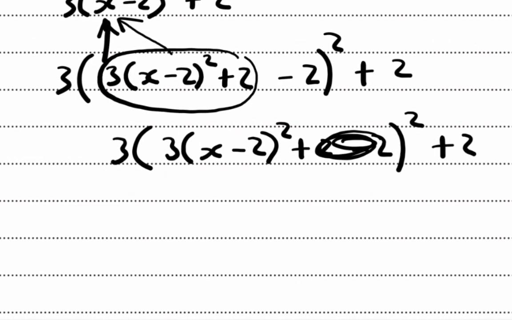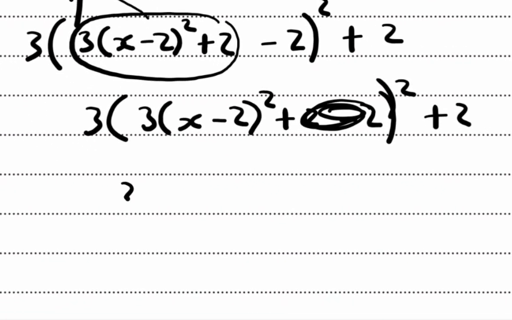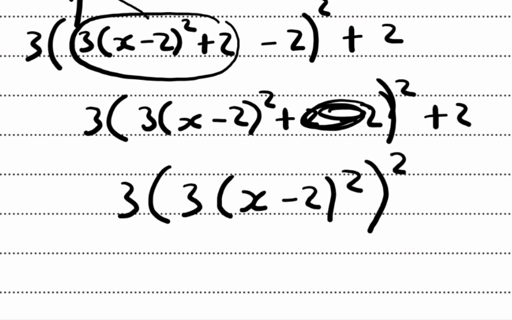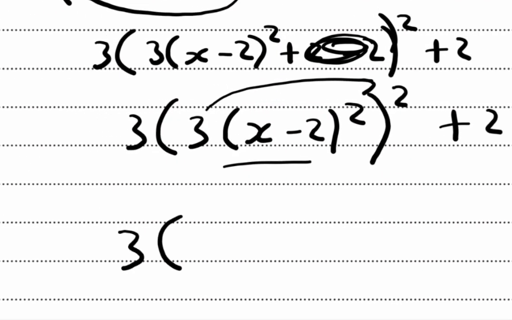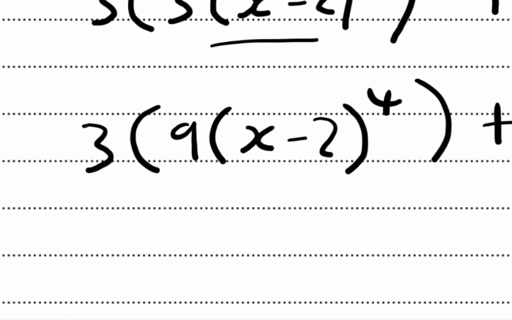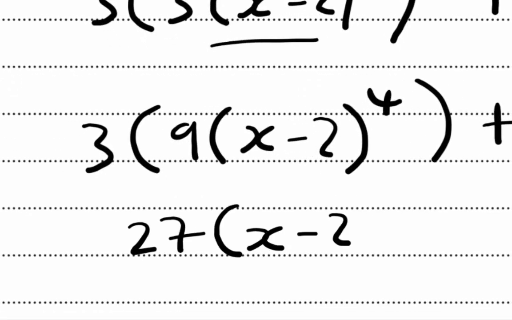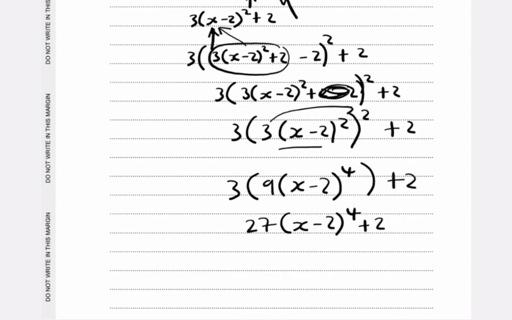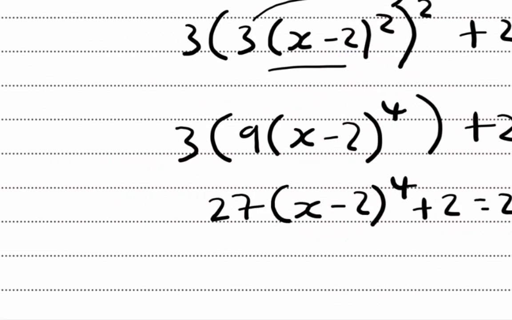Oops, wait, there's a squared here, so we have 3(3(x minus 2) squared) squared, and this is being squared, so this 3 is being squared and this bracket is being squared, so it's 3 squared, that's 9, and squaring the bracket we get (x minus 2) to the power 4, and this is 2 being added to it. So 3 times 9 will give us 27(x minus 2) to the power 4 plus 2. And we're told in the question that this is equal to 29.